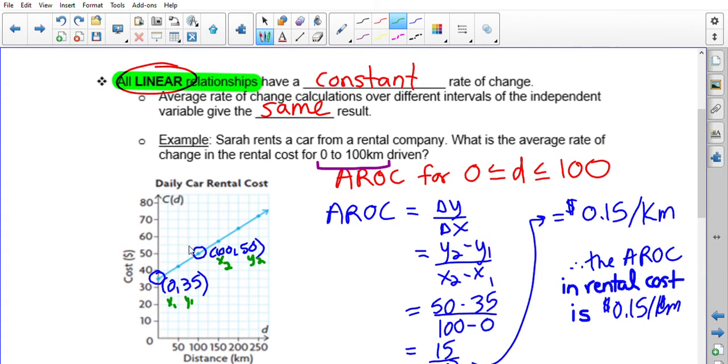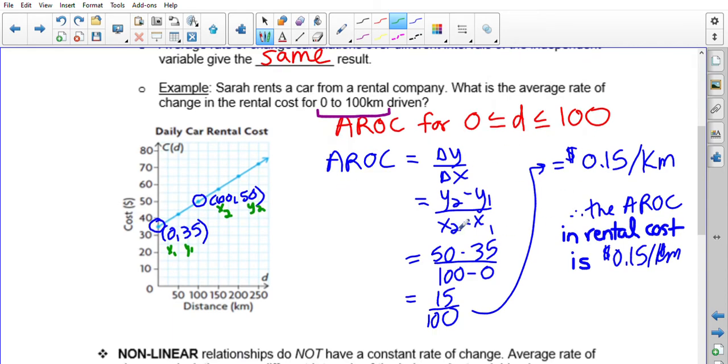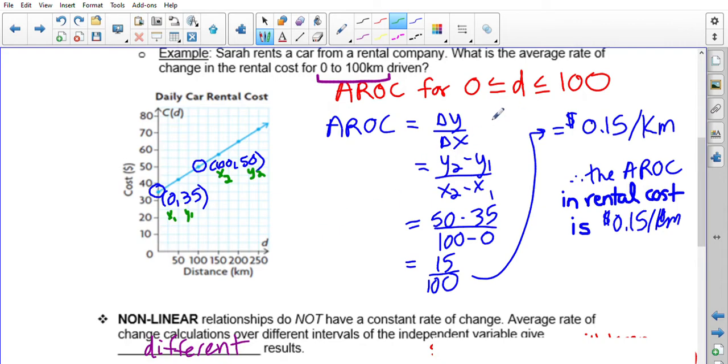And we know that no matter what, if I picked any 2 other points on this line and asked you for any other interval, so maybe from 150 to 200, what was the average rate of change, you would only have to do this one calculation, and then you'd say because it's linear, it's a constant AROC, and therefore it will be the same value as the one you calculated. So the average rate of change in rental cost is 15 cents per kilometer. Remember, in a word problem, make sure you have the 2 units of measure, so the dollars and the kilometer.